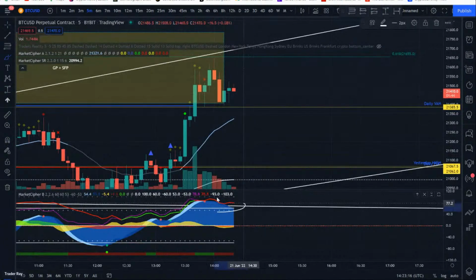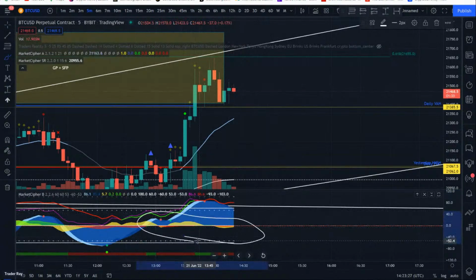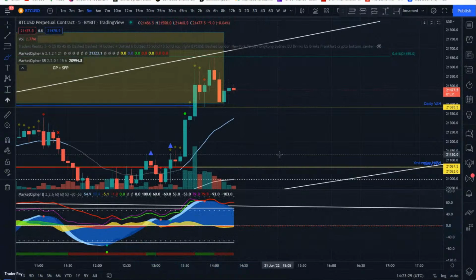RSI still clustered together. Usually they stay here a little bit before we are moving to the downside. Money flow, flat. Where is the money flow? Nothing. Doesn't tell us anything right here. No confirmation yet. Let's see how this goes.